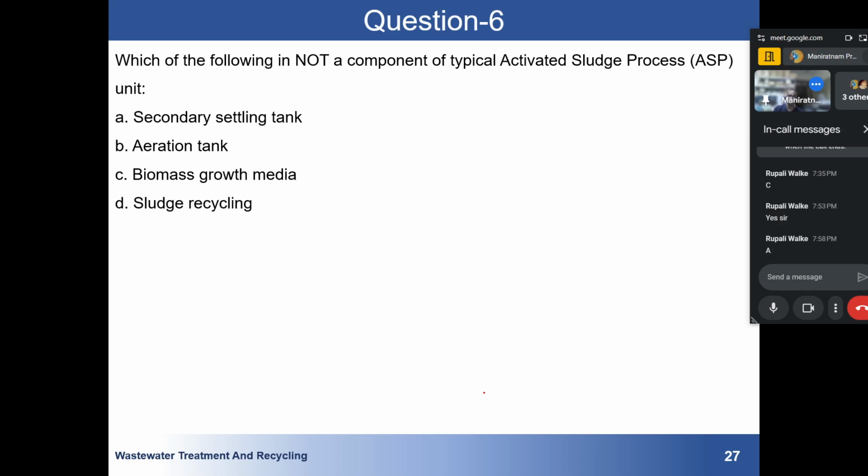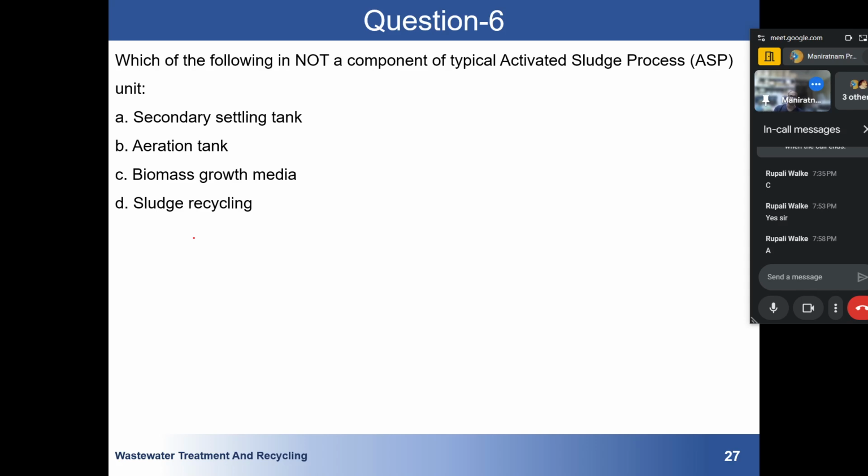Then we have another question: which of the following is not a component of a typical activated sludge process? We have secondary settling tank, aeration tank, biomass, silica media, and then sludge recycling. Just from the definitions, you can see we have discussed all these things, and there is one topic which we have not discussed here.